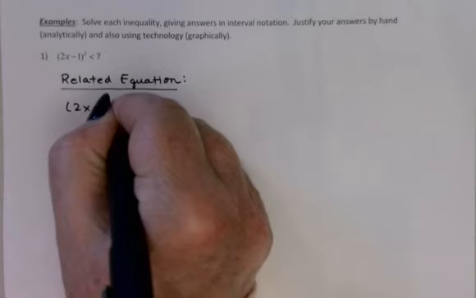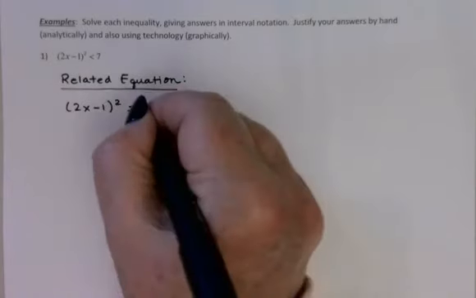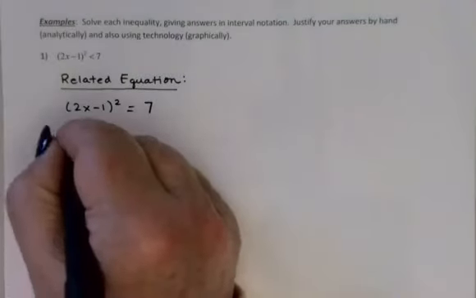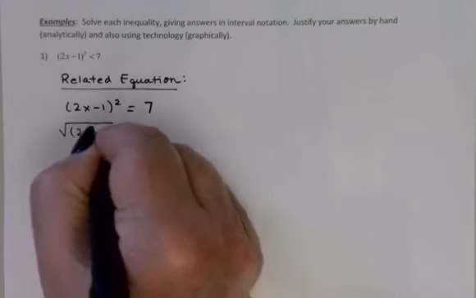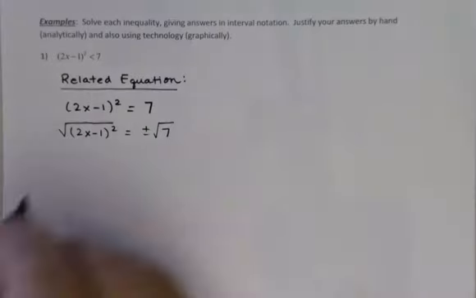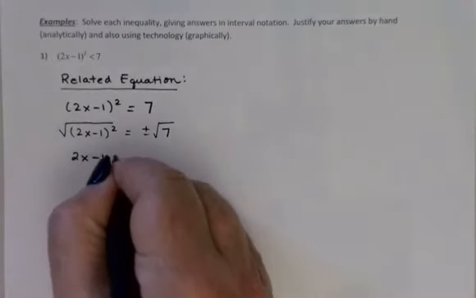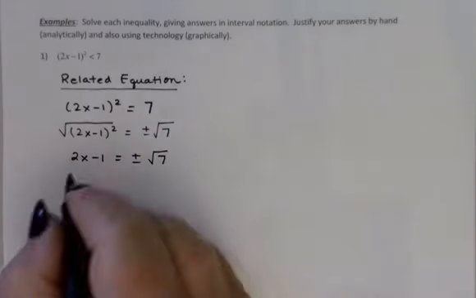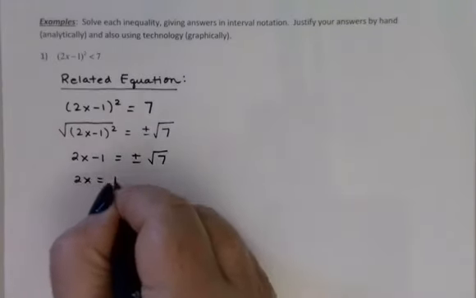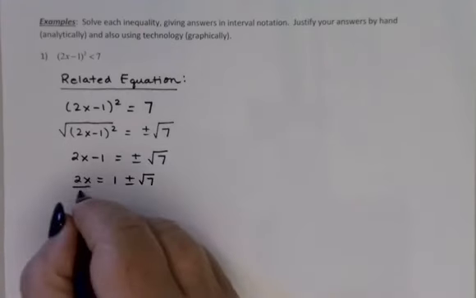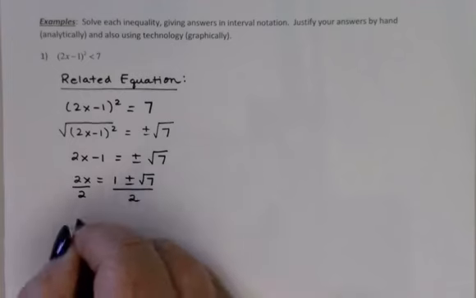So I'm just going to say, what if this was actually 2x minus 1 squared equals 7? I would probably solve that using a square root method. If I simply take the square root on both sides right now, I would have 2x minus 1 is equal to plus or minus the square root of 7. 2x equals 1 plus or minus the square root of 7. And then just dividing by 2 to get x.